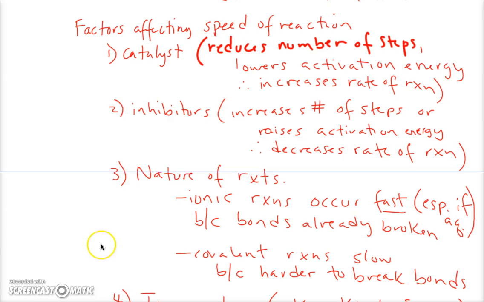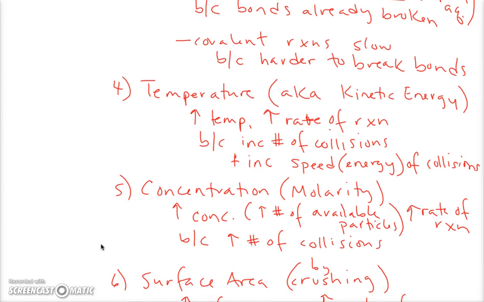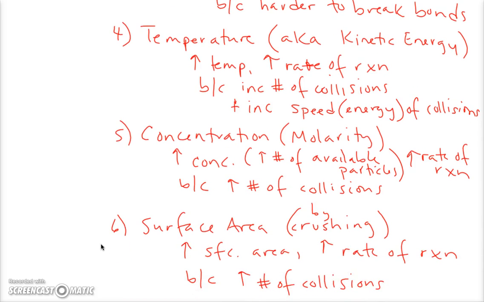A fourth thing that you can do is you can change the temperature, which is really a measure of kinetic energy. So the hotter a substance is, the faster the rate of reaction, and this is because there's an increase in the number of collisions, and there's an increase in the speed or the energy of those collisions.